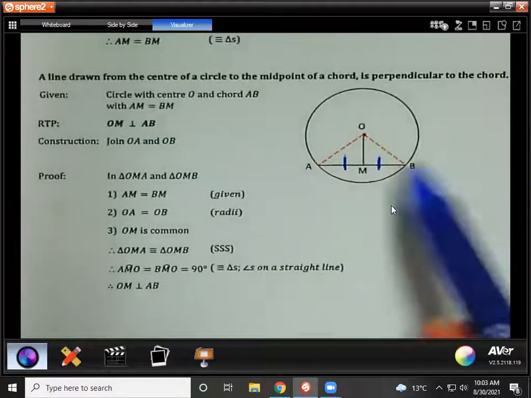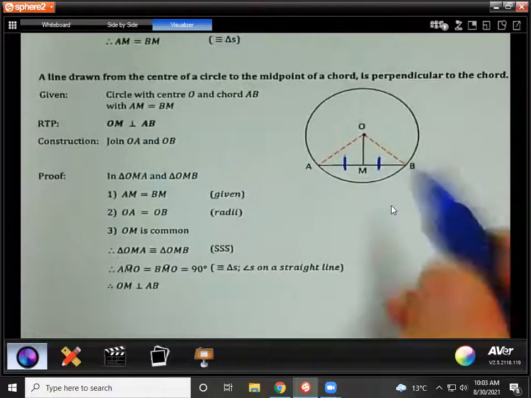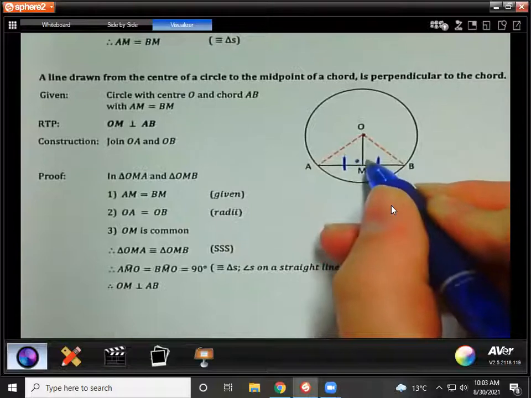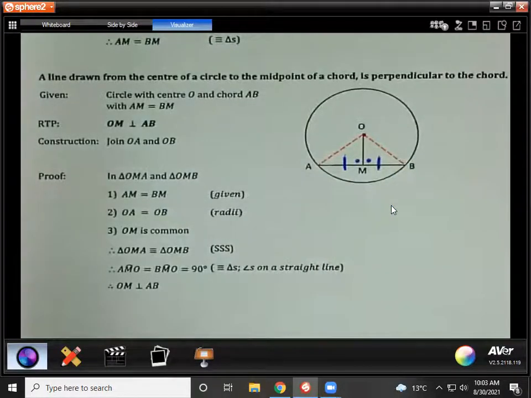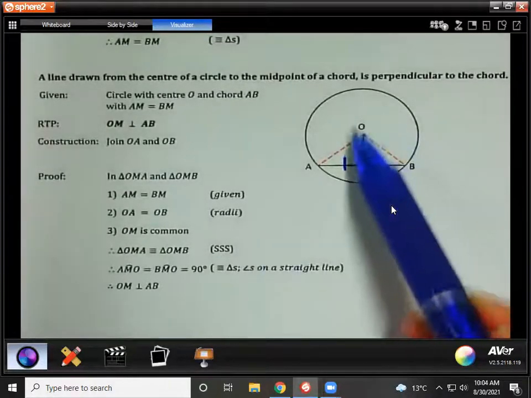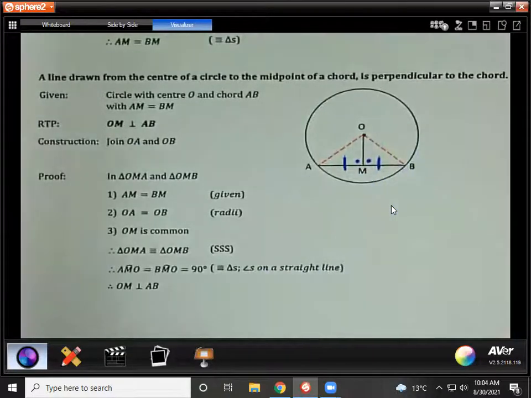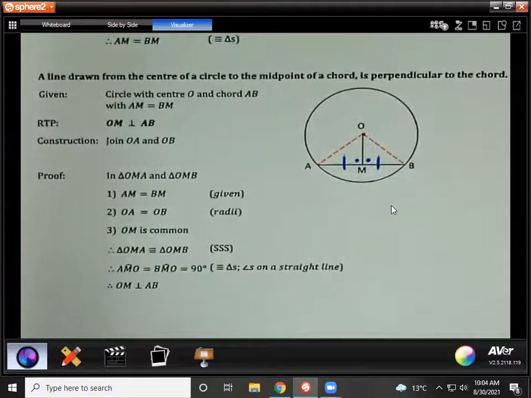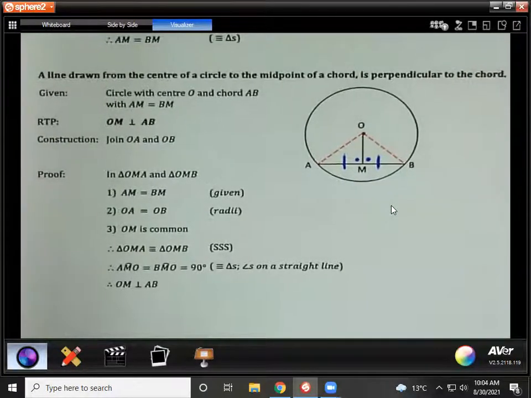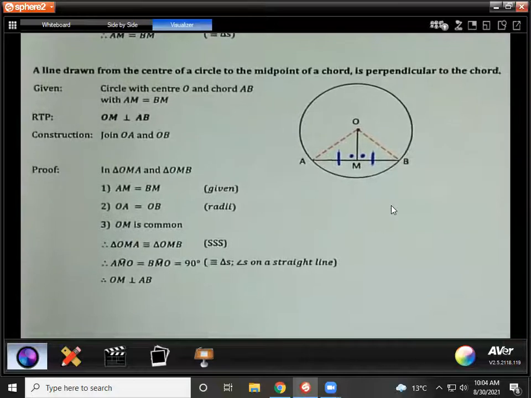And then you're going to say, if this triangle is congruent to that one, it means that this angle has to be equal to that angle. And because they're on a straight line, they must add up to 180. So they must both be equal to 90 degrees. Okay, and in saying that, you've proven that OM, this line, is perpendicular to that chord. So just write that down, please. It's very much the same as the previous one. And this is the extra one, guys. This is the one that you wouldn't have done last year. But do you see what I mean? It's basically the same as the previous one.